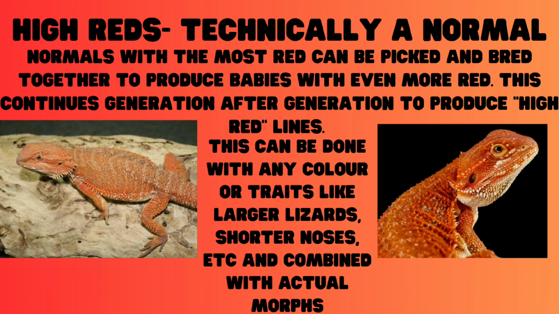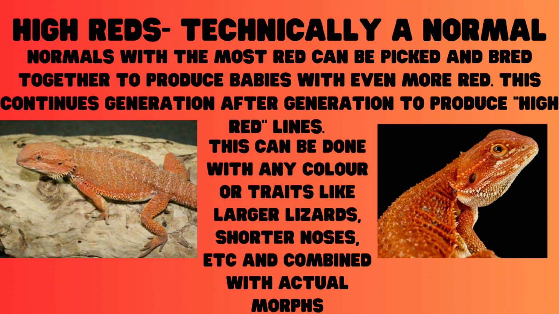Now these are all the rage at the moment, and they are technically a normal, at least until you add other genes in. So these are going to be normals that have the most red possible picked out and selectively bred together to produce babies that have even more red. This continues on generation after generation to produce these high red lines. Now this can be done with any colour trait, like we've seen it done in the past with citruses. Those were animals that had more yellow and blue and stuff and then bred together to make more citruses, and that's what we gave them the name of.